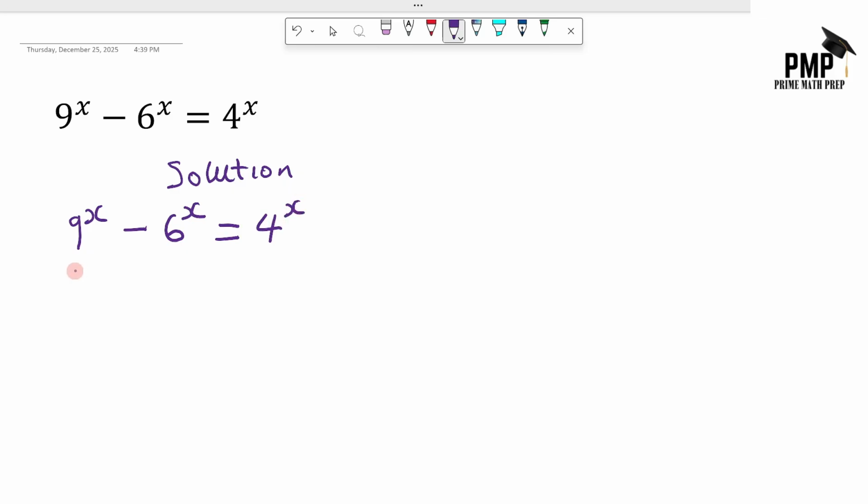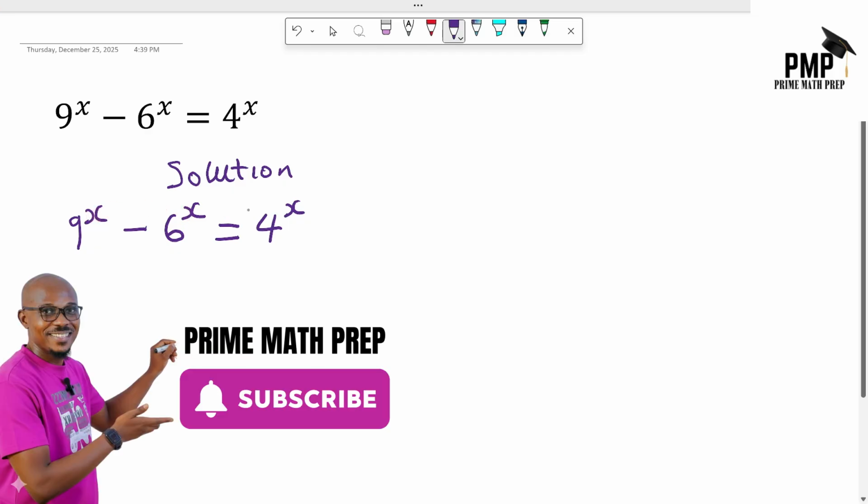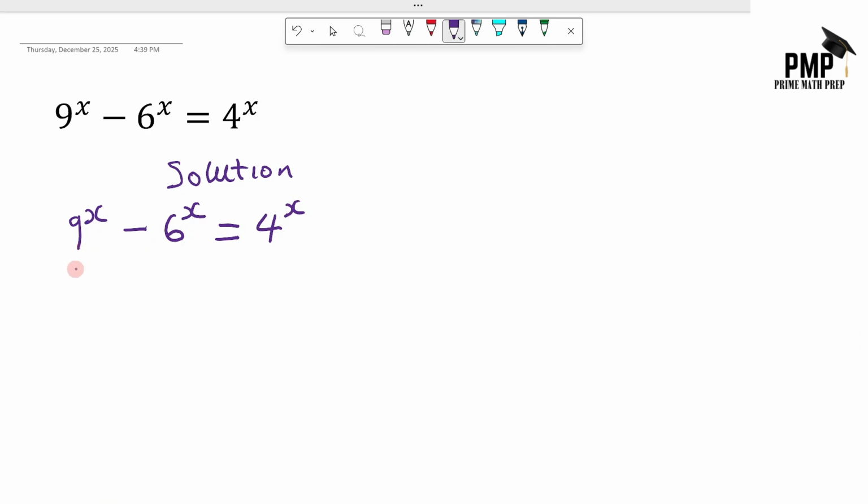This is an exponential equation that has the same powers. The exponents are the same, but the bases are different. So we'll ask ourselves one very important question. How can we make these bases related in a way that it will be easier for us to solve? Because in exponential equations, when the bases are relatively the same, it will be very easy to find the exponent, especially in questions like this.